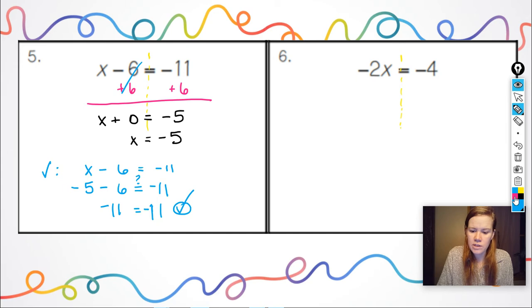Okay, check 5 against my work. On number 6, you need to be careful. It's multiplying, but you need to divide not just by 2, you need to divide by negative 2. Take that negative along with you.